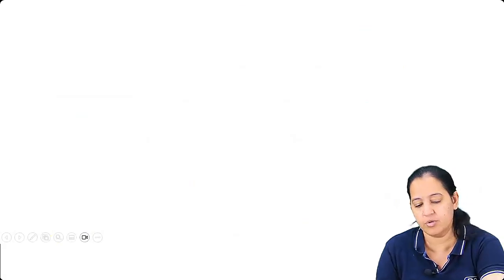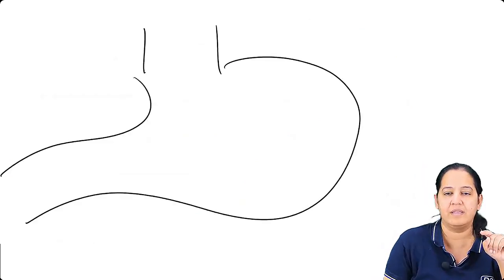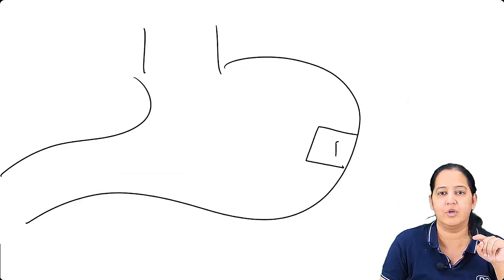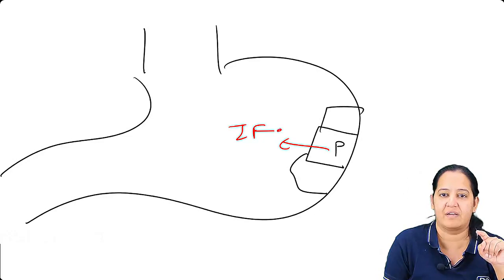Why does pernicious anemia occur? You know why pernicious anemia occurs? So see, this is the stomach. In the stomach we have parietal cells. There are chief cells and parietal cells. Parietal cells secrete intrinsic factor. This is intrinsic factor.